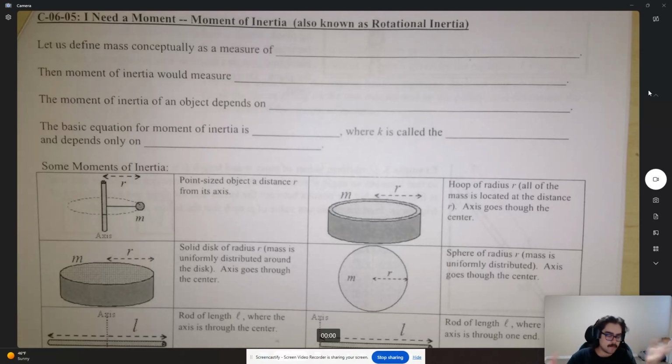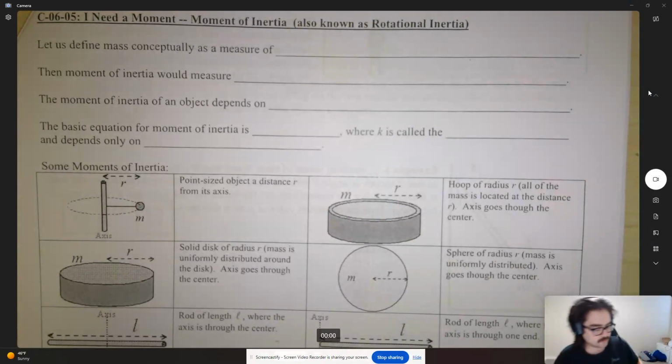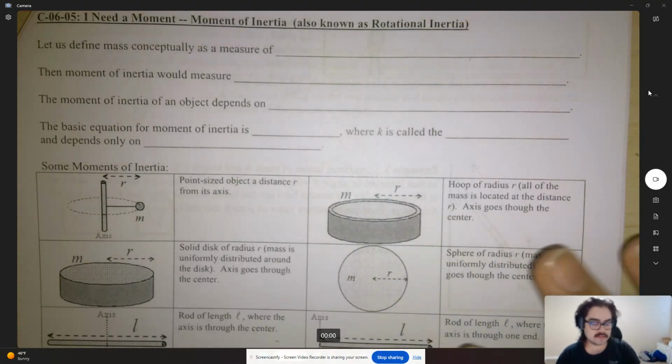All right. Moment of inertia. This is a really short section too, so kind of nice after that last section that was so long.